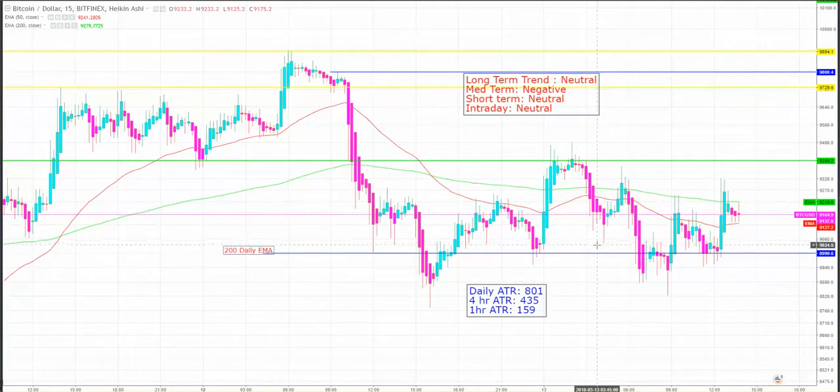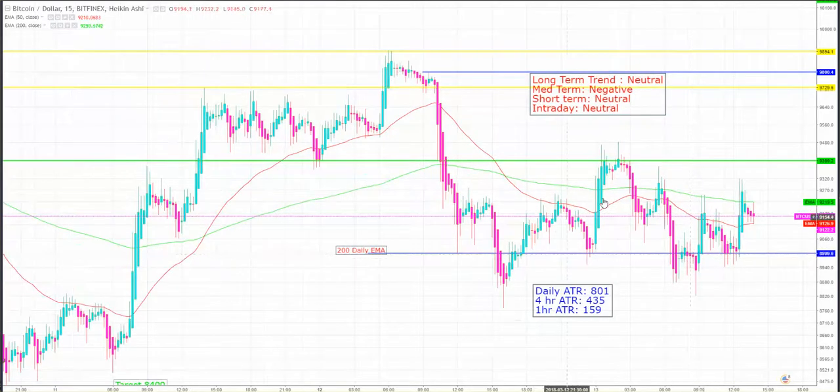This morning I tweeted out that the range was between the medium-term resistance at 9,400 and the 200 daily EMA, which is at 9,000. The other thing I can see is that the moving averages, which are the 50 EMA and the 200, are stuck. The numbers are stuck right in between. So the trend is neutral. So it's hard to make any money on days like this. So we can't focus on days like this.